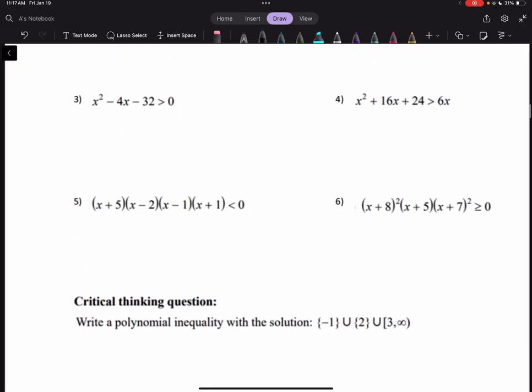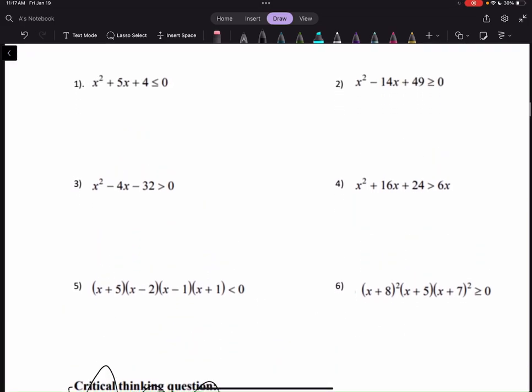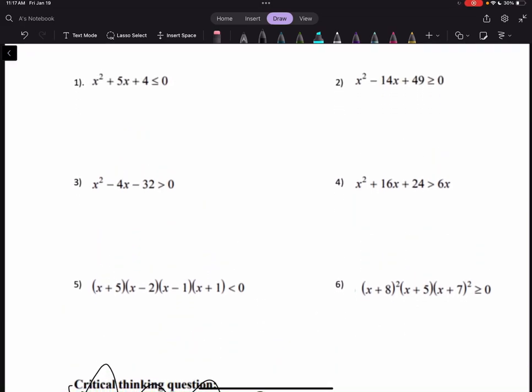First, let me say, don't worry about the critical thinking. If you want to do it for fun, help yourself, but I'm not going to. Here are 6 problems. I'm going to do 2 of the 6, and I want you to pick any other 2 out of the 4 to do for an assignment, okay? To practice, and let me know if you have questions.